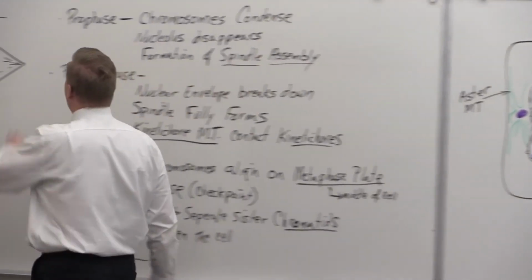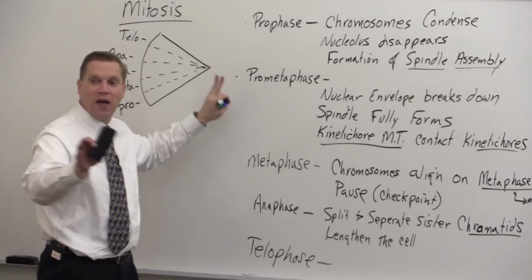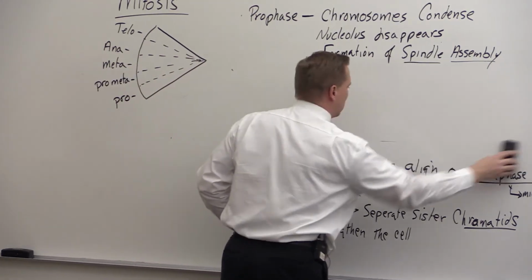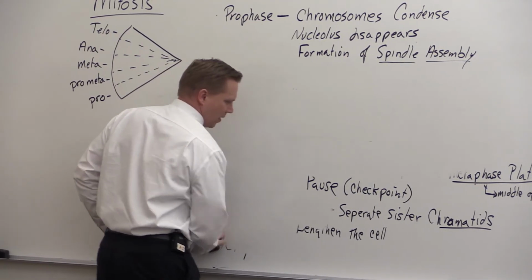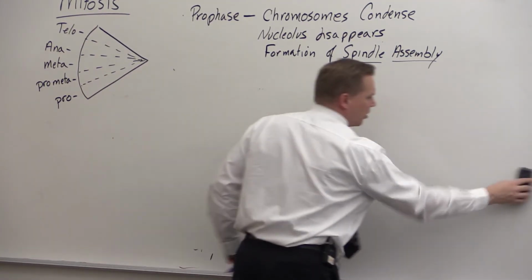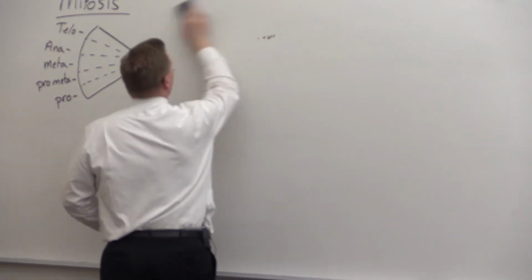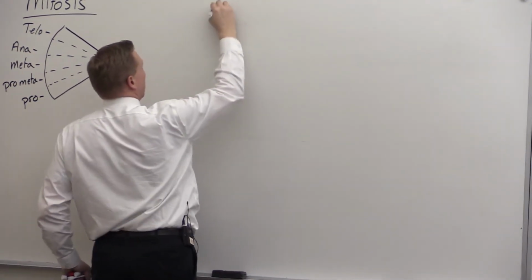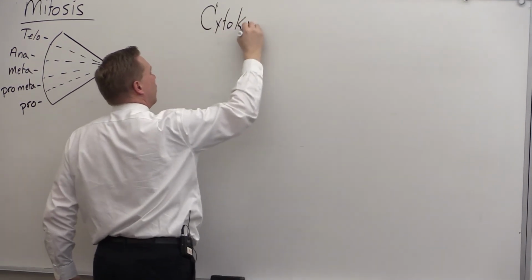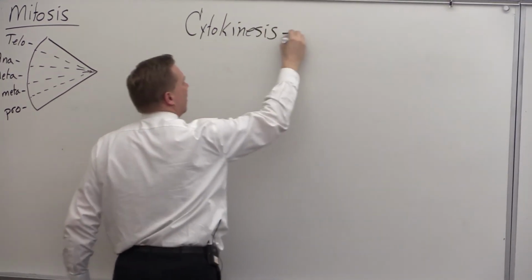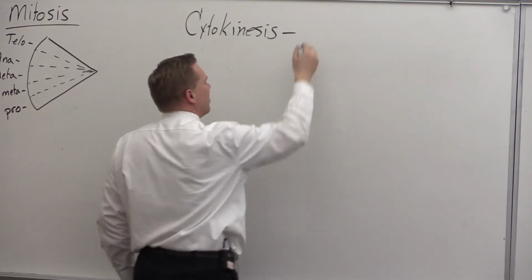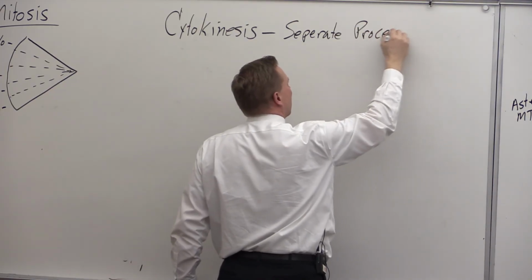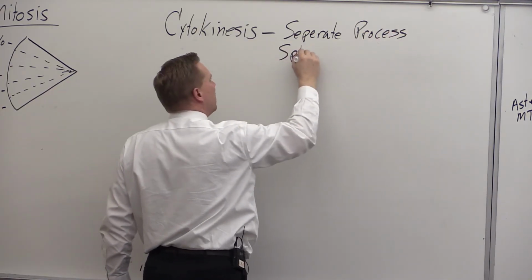Because mitosis was the division of the nucleus. We've now divided the nucleus. We now have a separate process called cytokinesis, or cytoplasmic division. In fact, I think I called it cytoplasmic division earlier, but we're going to give you the more common name, cytokinesis. So cytokinesis. And this is not actually part of mitosis. This is a separate process.